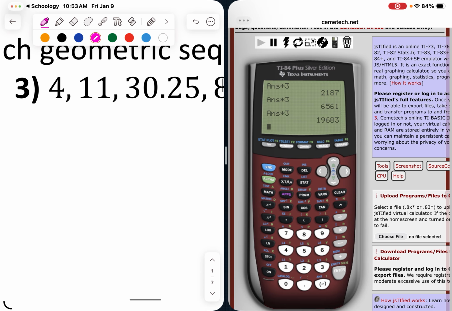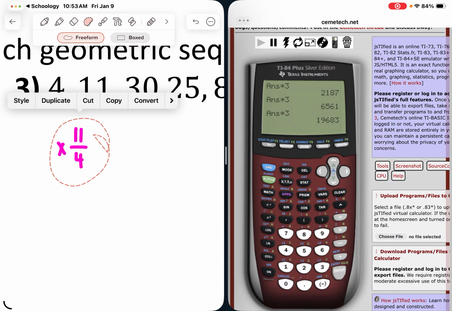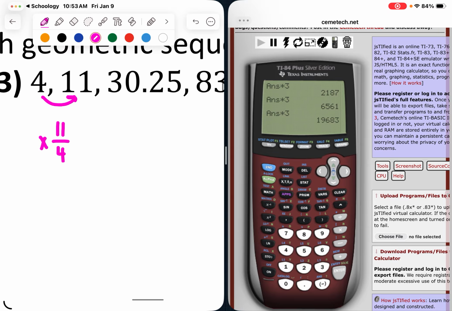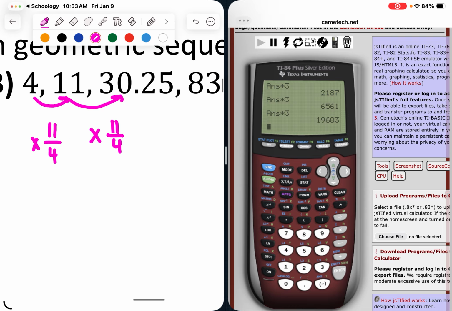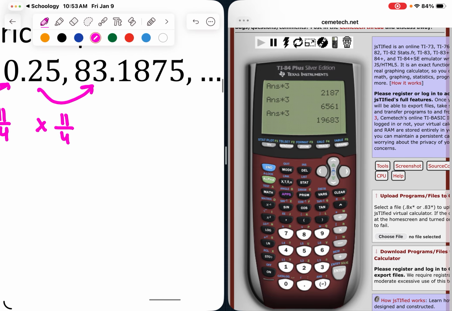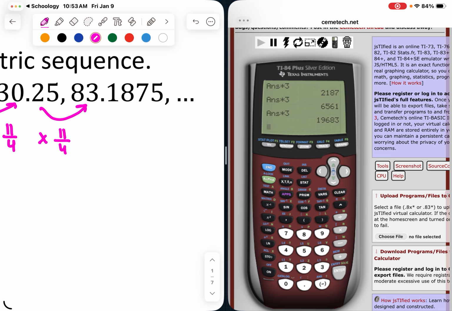So what you could do is take the second term and divide it by the first term. So that is 11/4. I would multiply by 11/4 to get 11. So 4 times 11/4 is 11, makes sense, right? So I'm going to keep multiplying by 11/4.